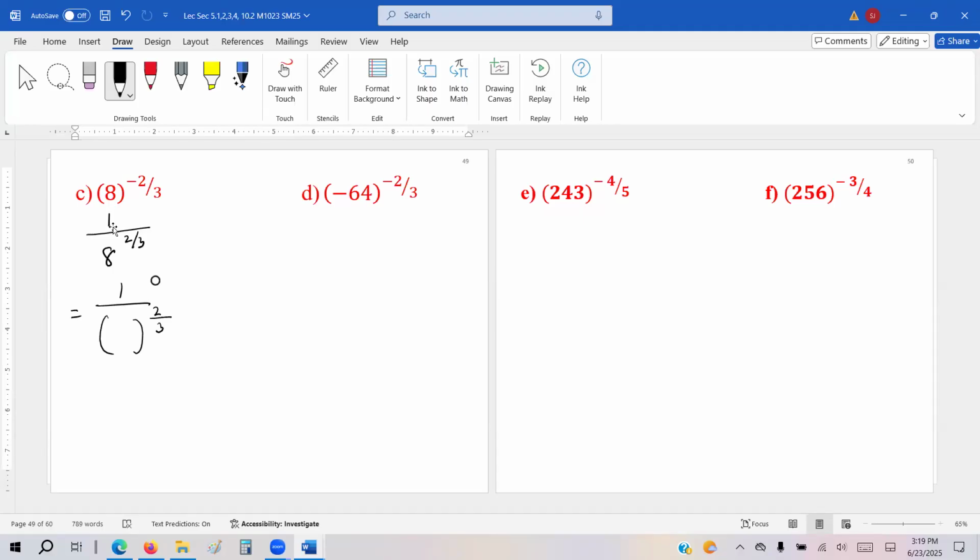What number to the 3rd power? Which number, if you multiply 3 times, turns into 8? 2. So this is 2 to the 3 power. And then what happens? Cancel out the 3. 1 over 2 squared. And what is 2 squared? 4. Perfect. That's it.